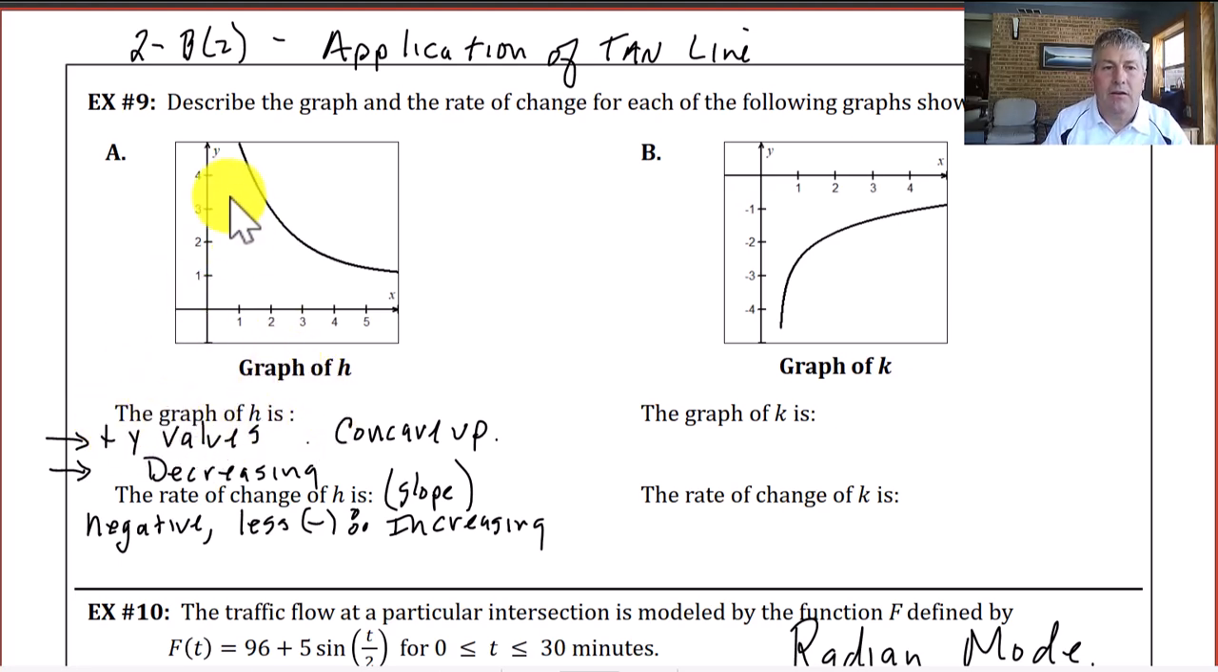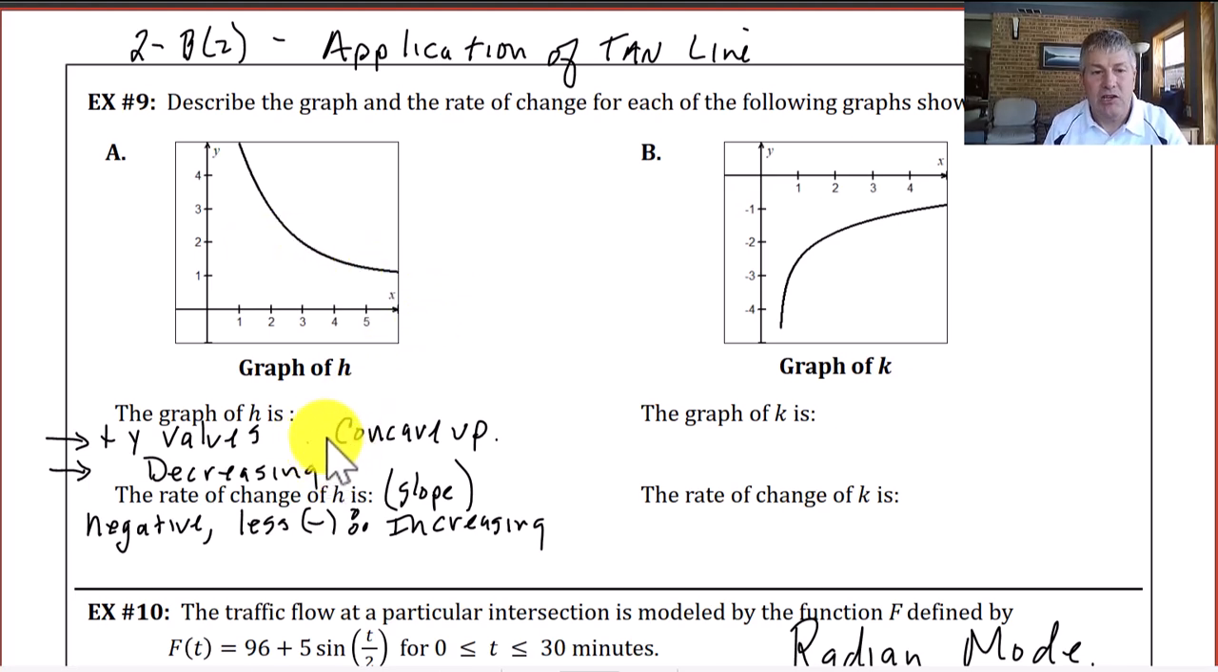Well, we can see here that in the graph of h, our y values at the moment are all positive. So I would say we've got positive y values. Visually, we can see that this is concave up, and we can see that the graph is decreasing. So our y values, as we read from left to right, are falling as our x's are increasing.